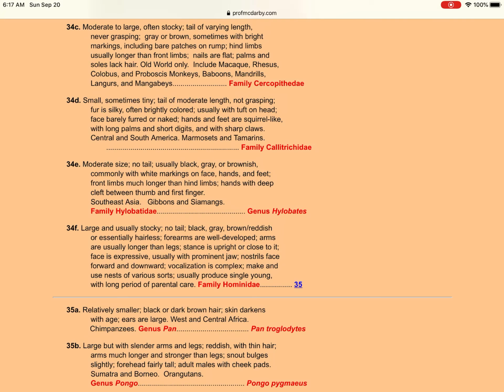So when we're standing, we're kind of upright. That's right. Face is expressive, usually with a prominent jaw. Nostrils face forward and downward. Vocalization is complex. You're listening to me, aren't you? Make and use nests of various sorts. Houses count. Usually produce single young with long period of parental care. That all describes our group, and it does describe us.